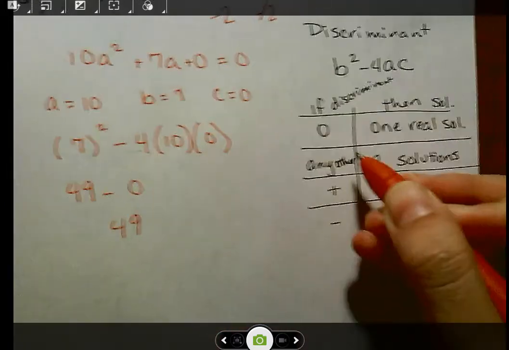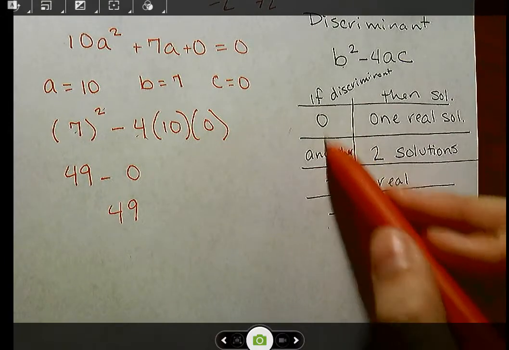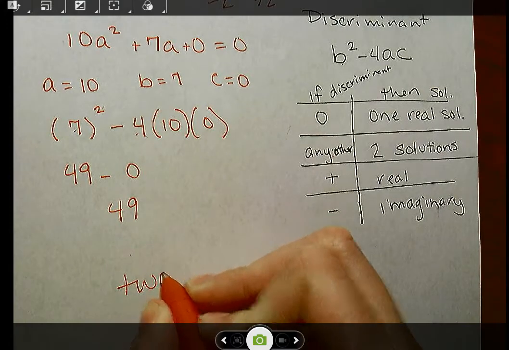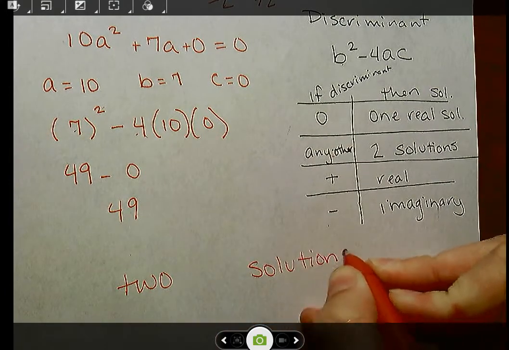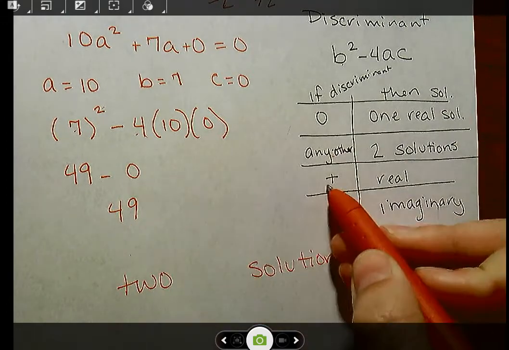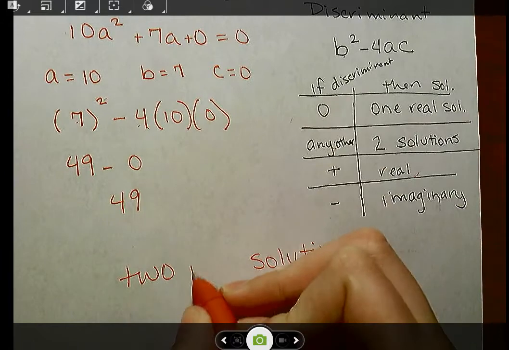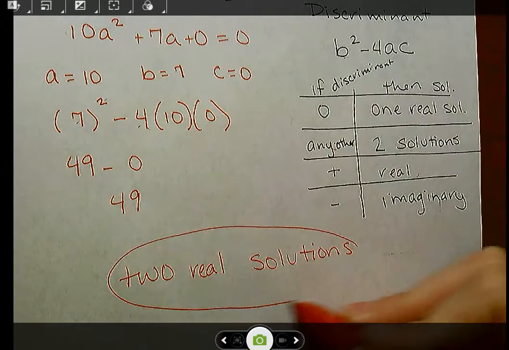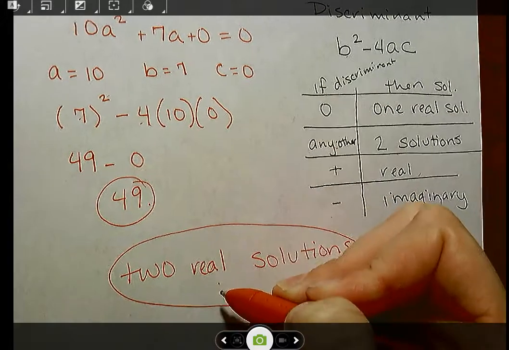So what does that tell us? It's another number besides 0, so there's going to be two solutions. And then the type of solutions: it is a positive number, so the solutions are real. They're real numbers. So this is our discriminant, and this is what it means for the solutions.